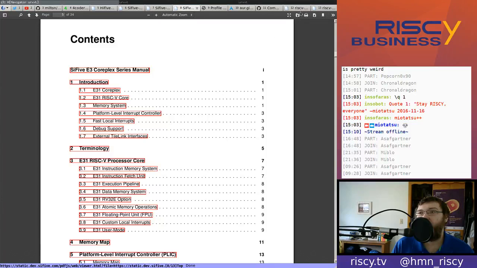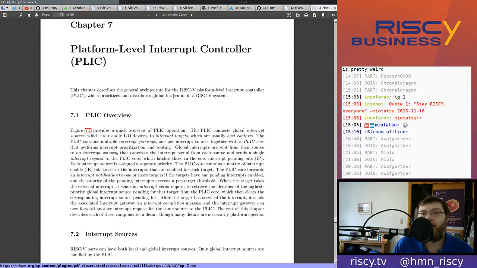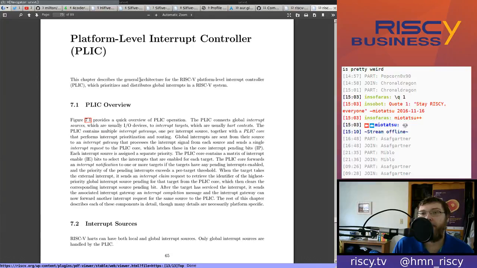And then if we look at the RISC-V specs, this is the privileged level spec. And Chapter 7 has platform level interrupt controller. So that's what PLIC stands for, apparently. And I think this would be the place to start. So we're going to start by reading a little bit about this. So this chapter describes the general architecture for the RISC-V platform level interrupt controller, which prioritizes and distributes global interrupts in a RISC-V system.